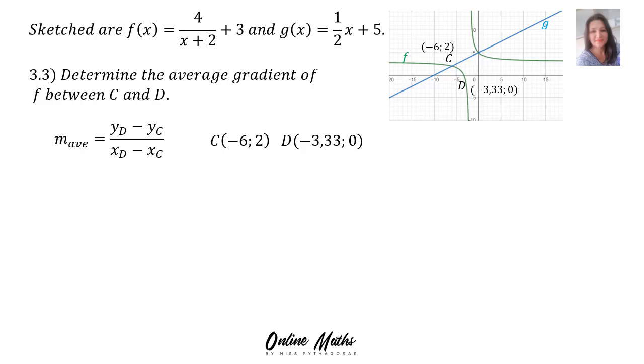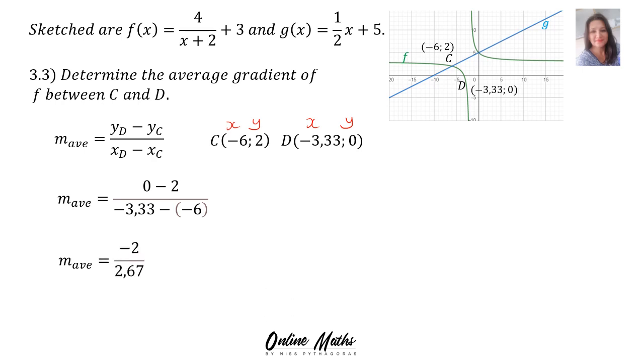And I will rather write X and Y on top of that, so that I don't get confused when I substitute. Therefore, the Y at D is 0 minus the Y at C is 2 over the x at D is minus 3,33 minus the x at C is negative 6. And then when I work that out, on top 0 minus 2 is negative 2, negative 3,33 minus 6 is 2,67, and the average gradient is 1,92.